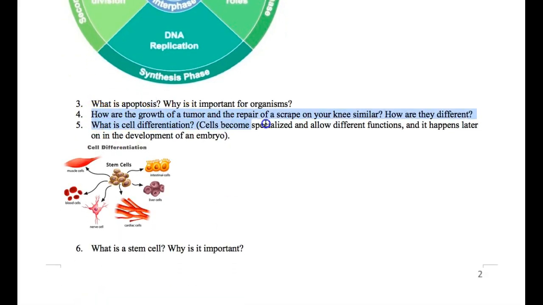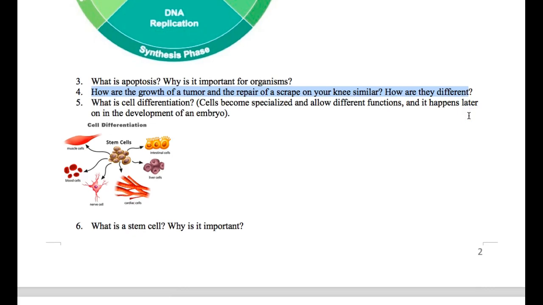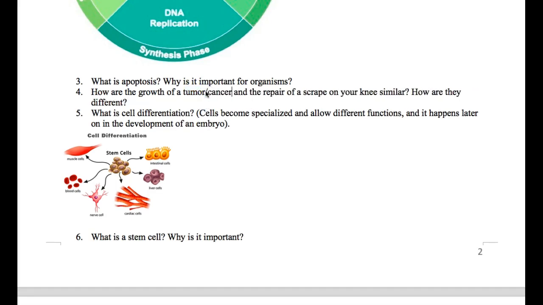The next one is, how are the growth of a tumor and repair of a scrape on the knee similar? They're both replications of cells, right? If you scrape your knee, then you have to make new cells to make up that part of the scrape. How are they different? A tumor or a cancer is unregulated cell duplication. So the cells keep on replicating and it'll never stop. That's a tumor or a cancer. But repair of a scrape on your knee is regulated cell cycle, regulated cell duplication. So once your knee is fine, it will no longer be making new cells.